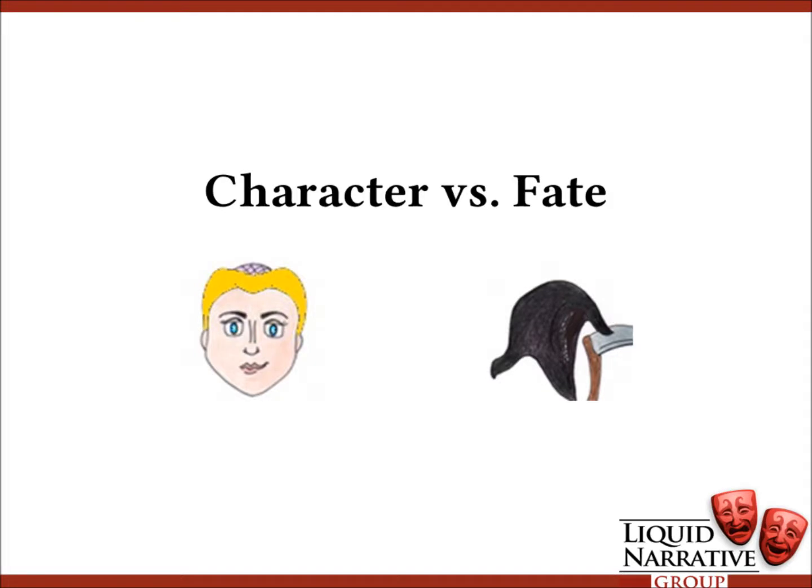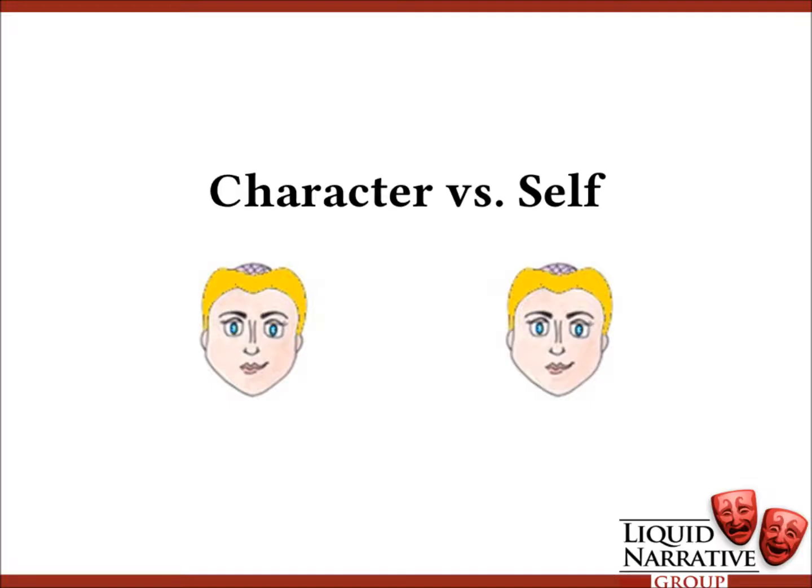The second type is character versus fate. This occurs when a character forms a plan which might get thwarted by accident or by the environment. In other words, a plan that is in conflict with fate. The third type of conflict is character versus self. This occurs when one character's plan might thwart itself.